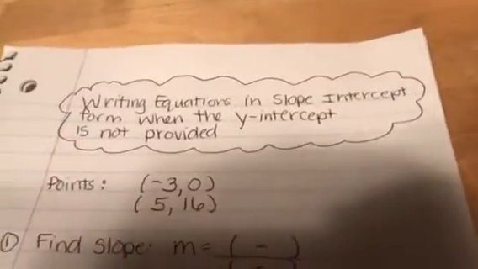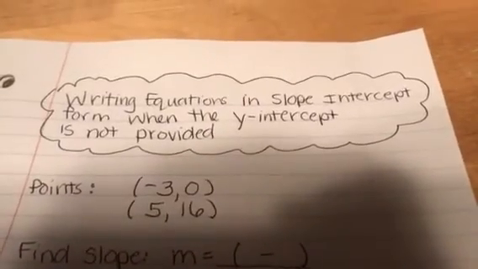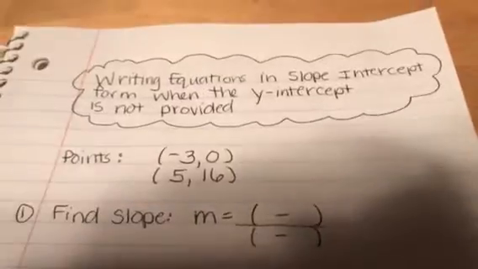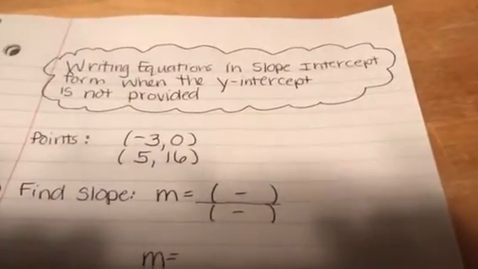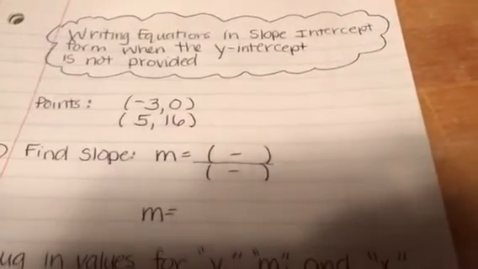All right, now we're going to take a look at writing equations in slope-intercept form when the y-intercept is not provided. So we've given you 2 points, very similar to the graphs that you just worked on. You don't even have to find the points, they're given to you. So first thing let's do is let's find slope.